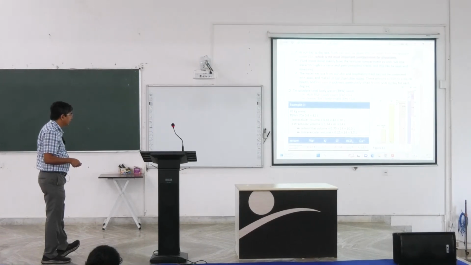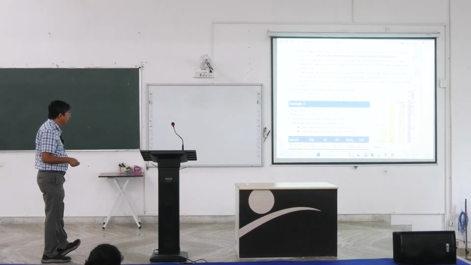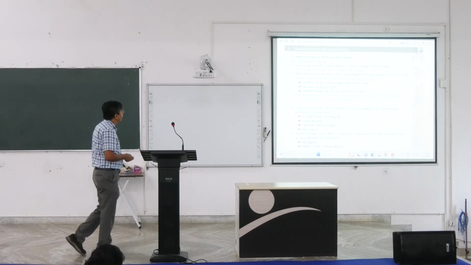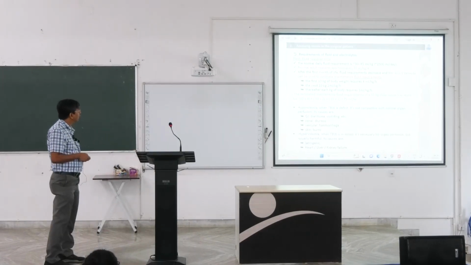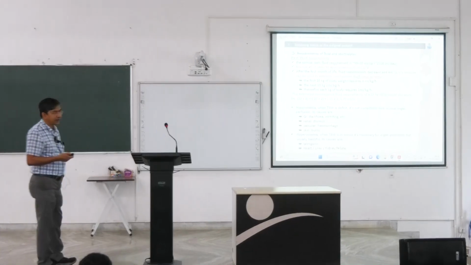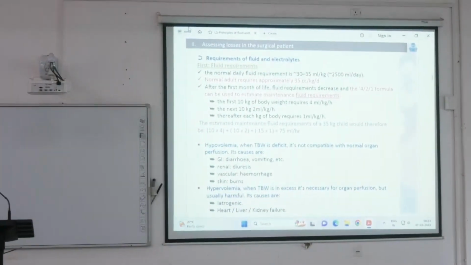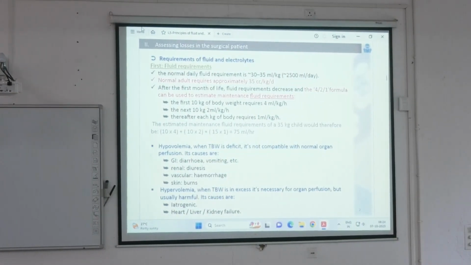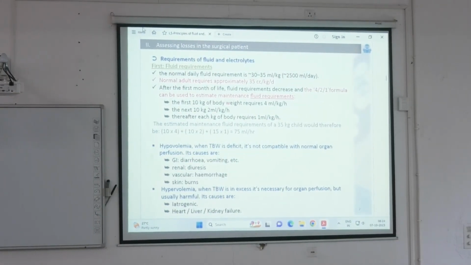Now these are the normal serum levels. Sodium 135 to 147. This is the potassium. This is chloride. This is bicarbonate. This is the normal level, and this is ionized calcium. Now, what is the normal daily fluid requirement for a normal adult? Approximately 35 cc per kg per day.